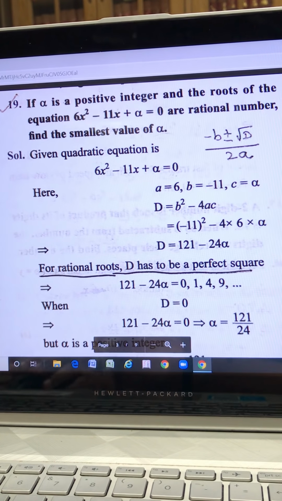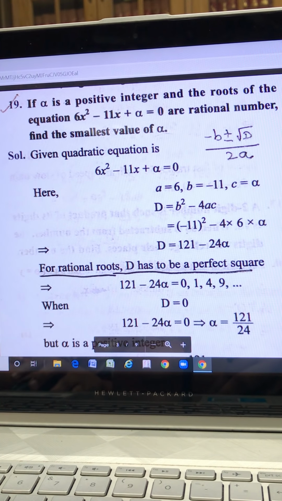Let us move to the next. Again an important question. It says if alpha is a positive integer and the roots of the equation are rational numbers. You are given that the roots are rational numbers.